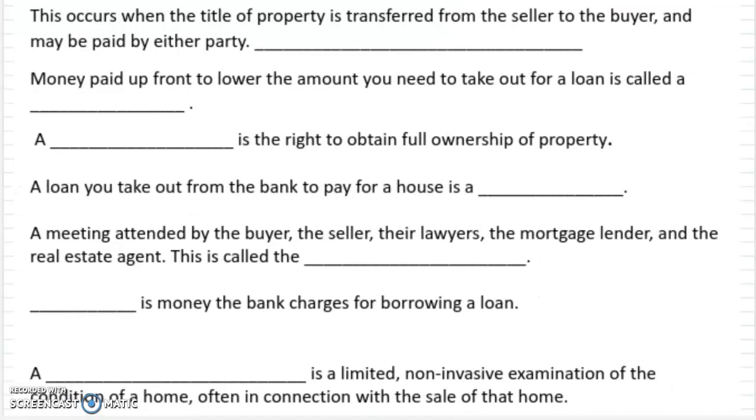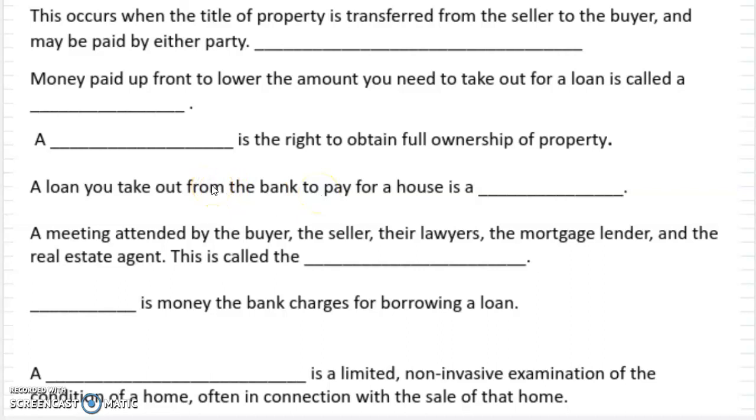Question 1. This occurs when the title of property is transferred from the seller to the buyer and may be paid by either party. Question 2. Money paid up front to lower the amount you need to take out for a loan is called a blank. Question 3. A blank is the right to obtain full ownership of property. Question 4. A loan you take out from the bank to pay for a house is a blank.